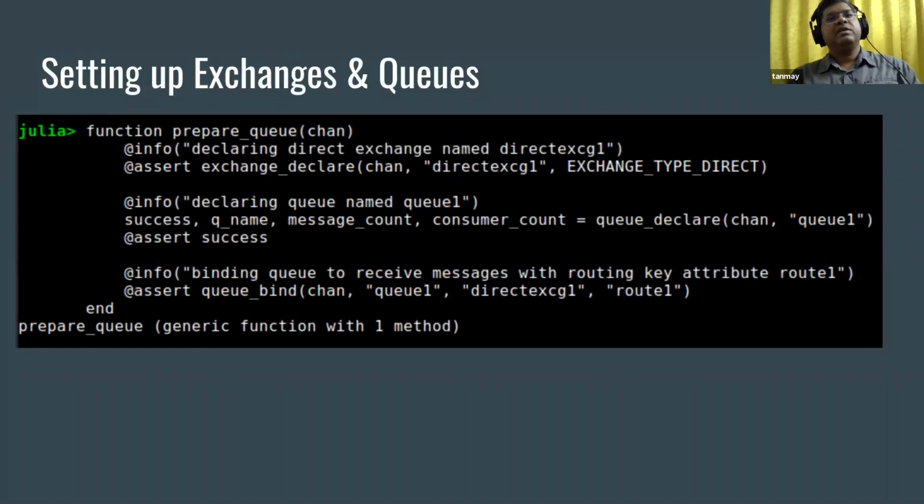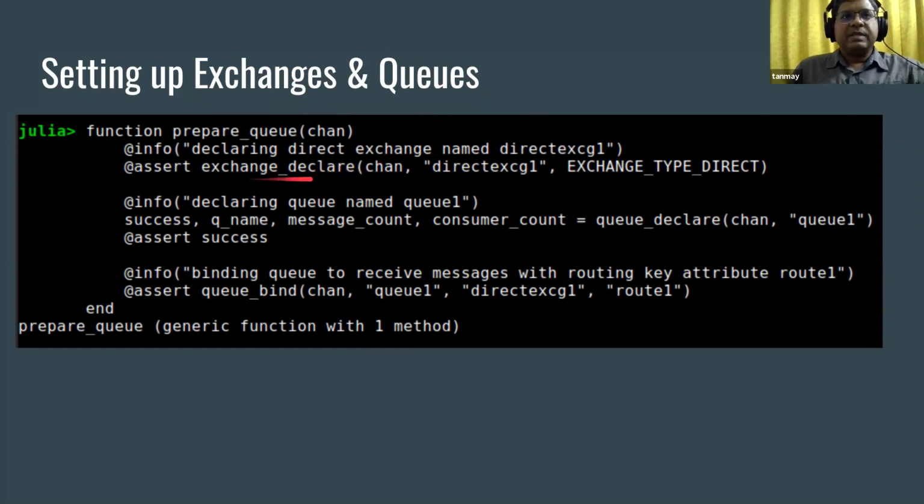Okay, so once we have a channel, we can now talk to the broker, right? So we can now request it to set up exchanges and queues for us to route our messages and store our messages. So here I have a function called prepare queue, to which I pass the channel. And here I'm asking the broker to declare an exchange for me, which is named direct exchange 1, and it is of type direct. There are different types of exchanges, as I had mentioned earlier. We will see them in detail further down. In this example, I'm just going to use the direct exchange.